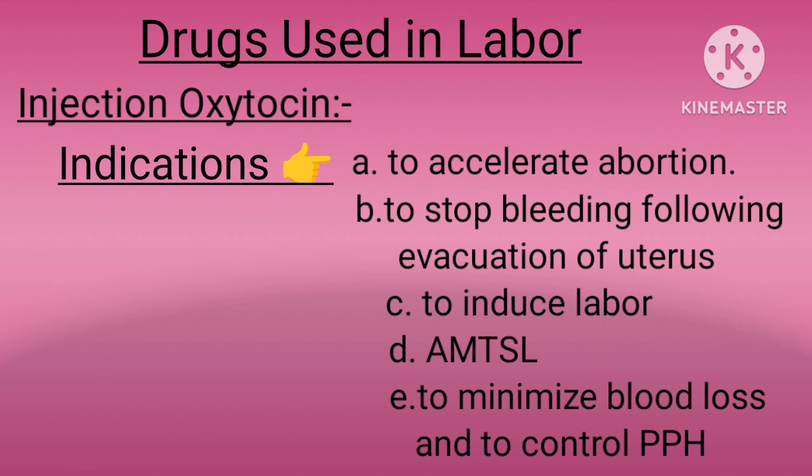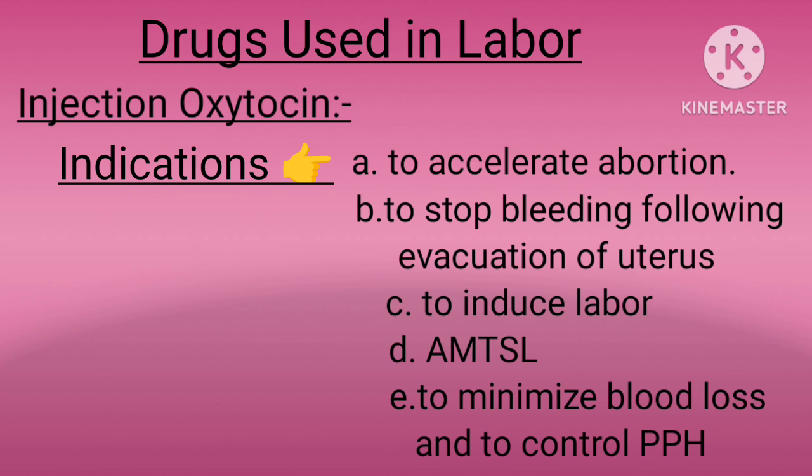PPH means postpartum hemorrhage. So here in active management of third stage of labor, before starting to manage the third stage of labor, we have to rule out the presence of another baby by palpating the abdomen and trying to feel for fetal parts. Next step is we have to administer uterotonic drugs.